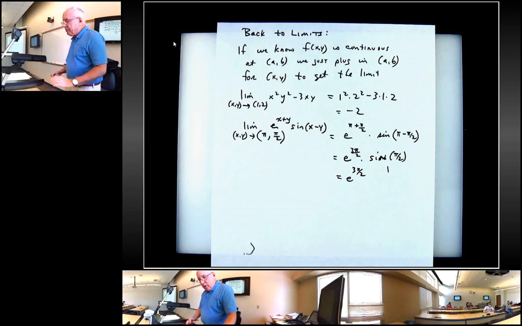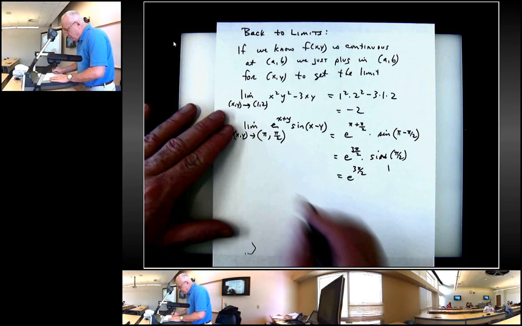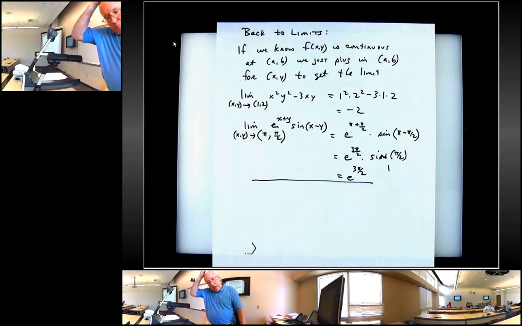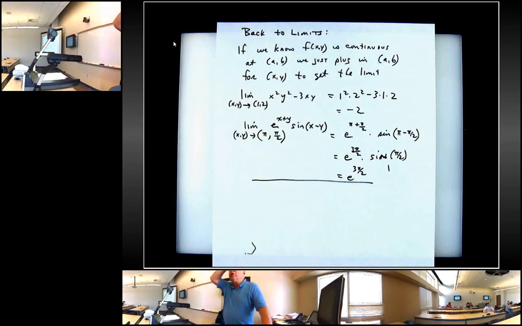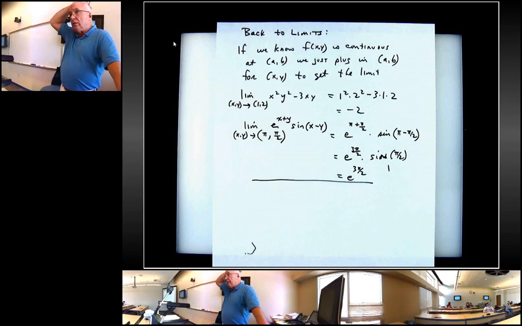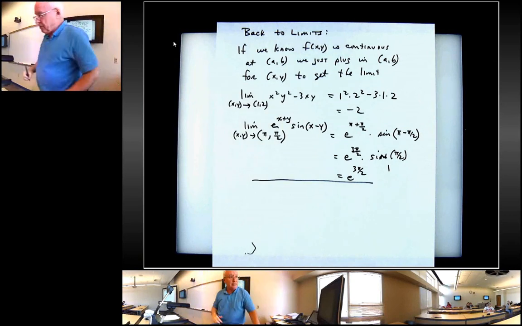Now that's easy. What happens here though, the harder question is, how do we determine if we have a limit when the function isn't continuous? That's the more difficult thing.